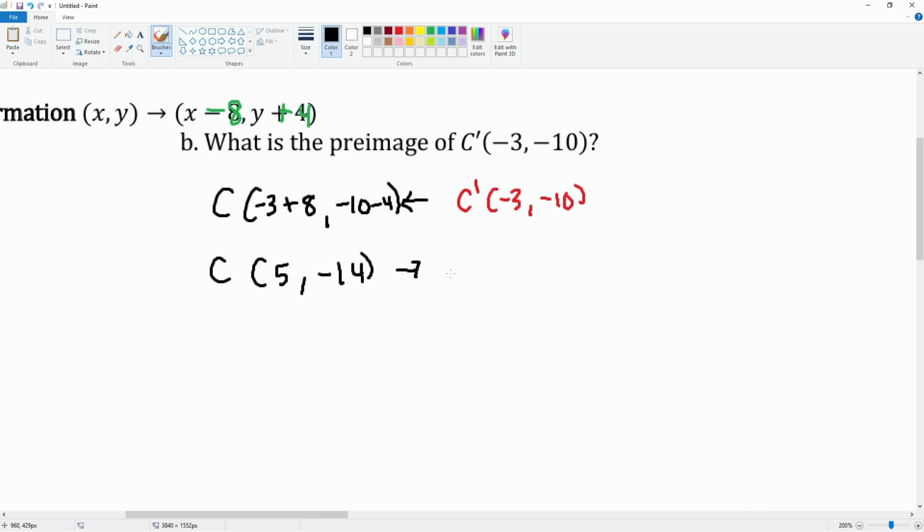Okay, that's the only way you can get to this C prime of (-3, -10), right? By minusing 8 and plusing 4 to the y. So this would be the answer. This is what the preimage is. C is (5, -14).